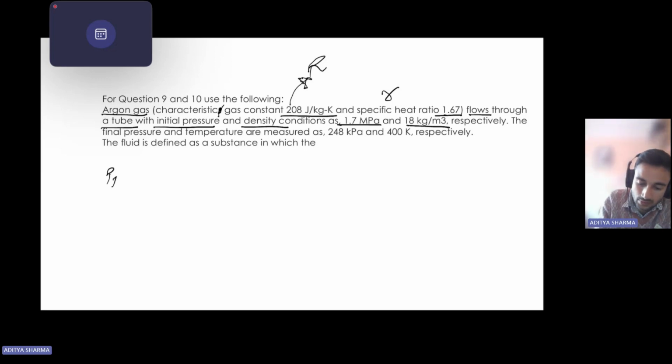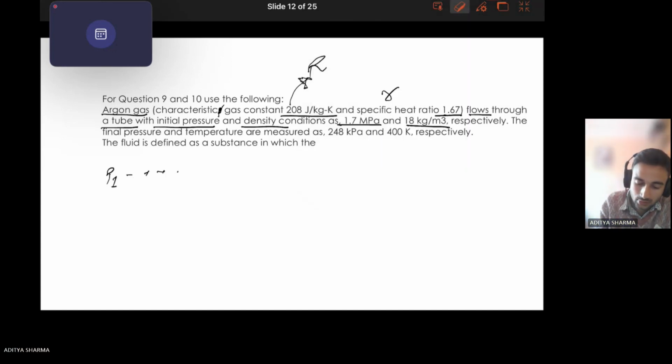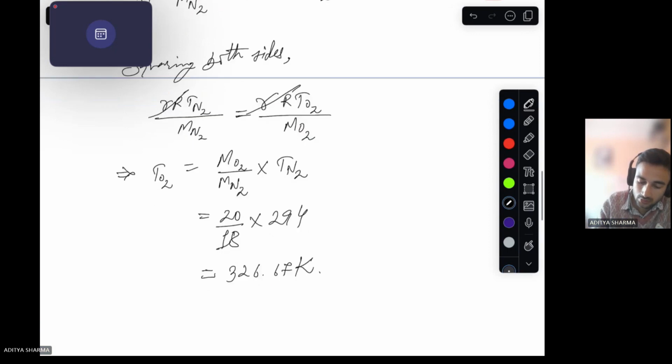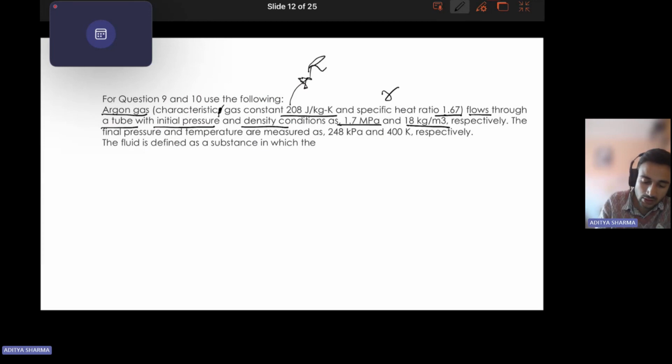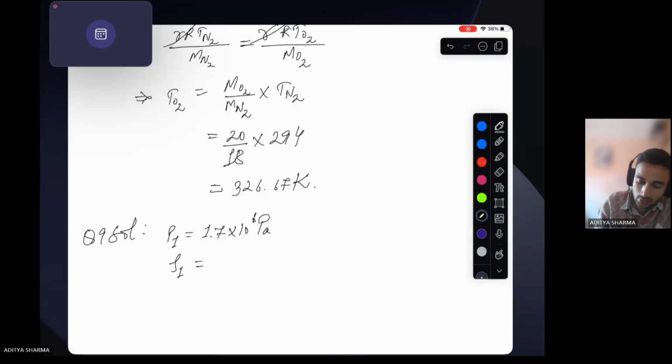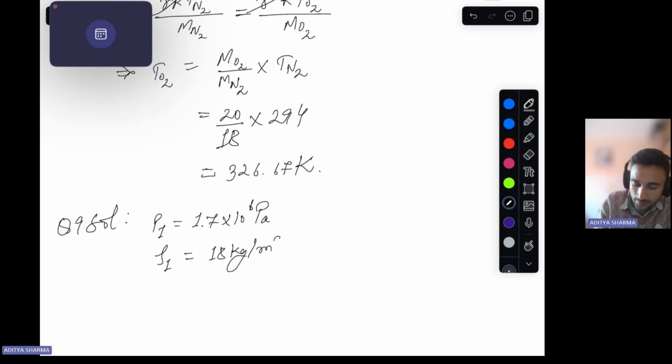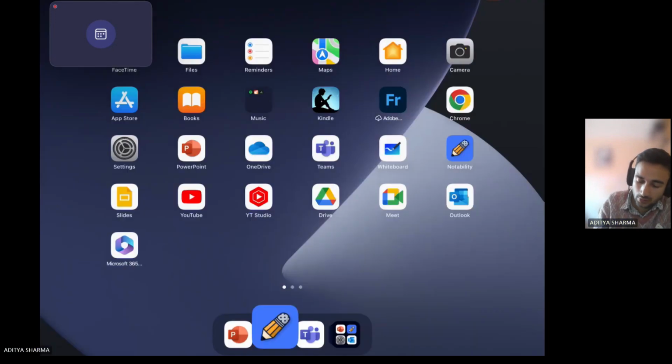So for argon, P1 is given, which is 1.7 into... because it will be slightly lengthy, we'll just jot these things down in our sheet. So this is question number 9 solution. We have been given P1 equals 1.7 into 10 raised to power 6 Pascal. And then density is also given, 18 kg per meter cube. Okay, this is given.